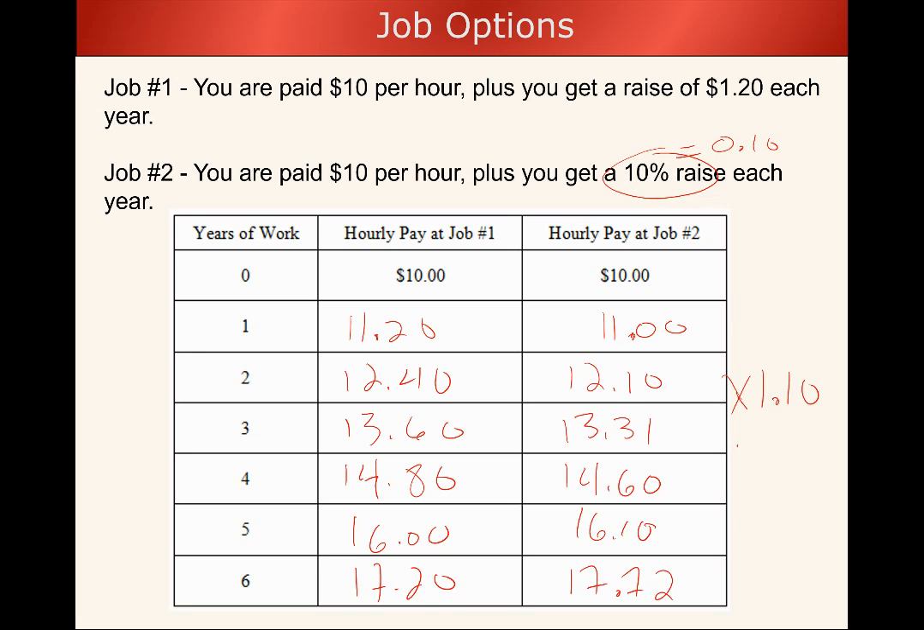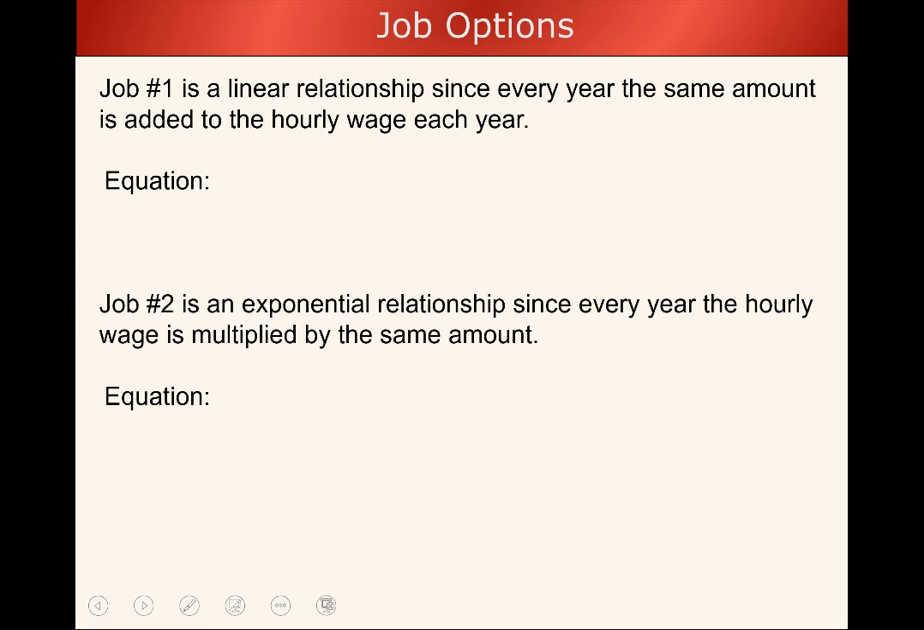So as you can see, the first job starts out better. But if you're going to work at that job for any more than 5 years, getting that percentage raise is better. So job one is something we've already covered. It's a linear relationship because every year you get the same amount added to your wage. Job two is an exponential relationship since every year the hourly wage is multiplied by the same amount.